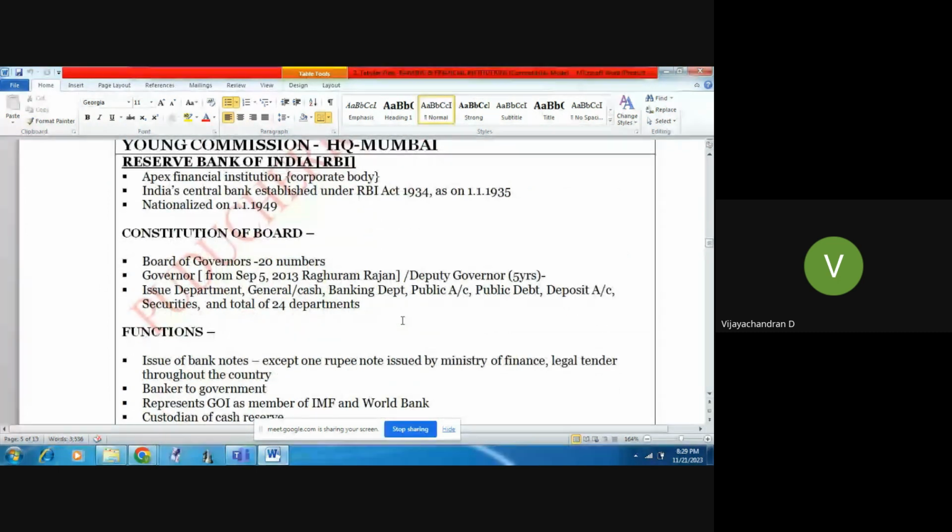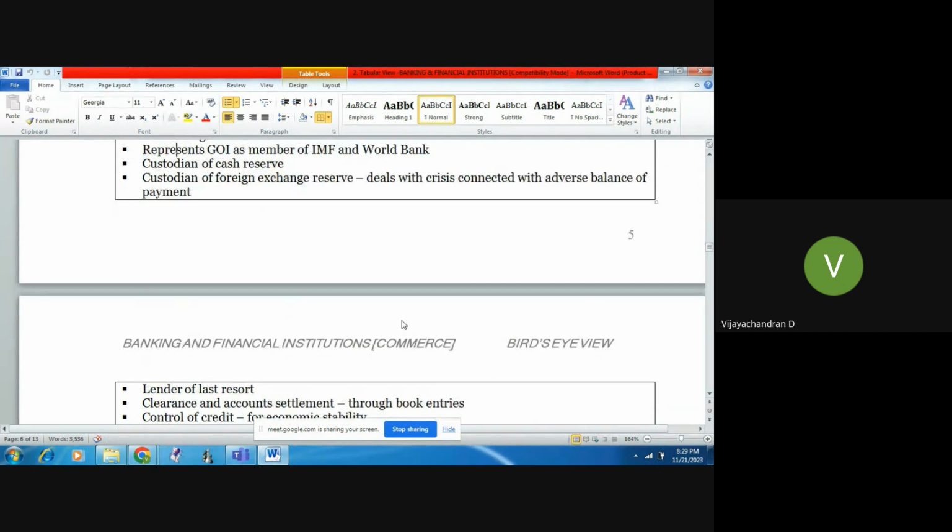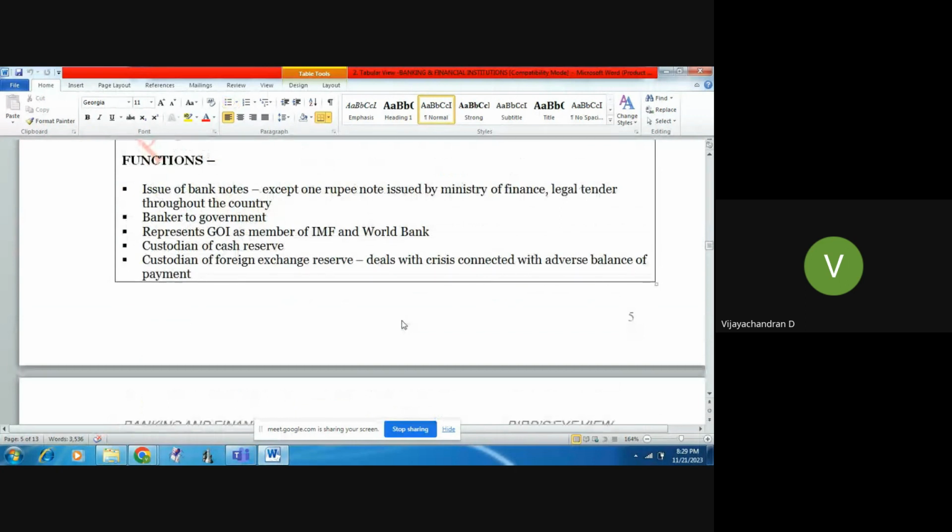The Board of Governors functions under the Committee of Board of Governors, 20 members: the Governor, the Deputy Governor. What are the functions? They will issue currency, but not 1 rupee coins. 1 rupee coins will be issued only by the central government, the Ministry of Finance. But all other notes will be issued by RBI.